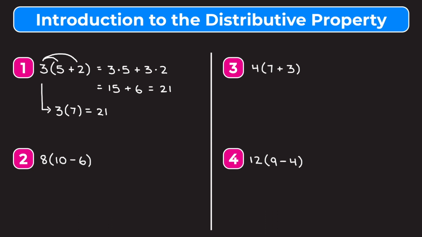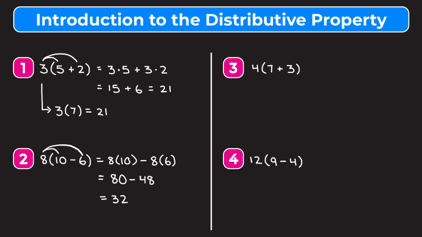So let's jump into example 2, which is 8 times the quantity of 10 minus 6. Again, we want to distribute the 8 into the parentheses. So we're going to do 8 times 10. And this time we have 10 minus 6, so we're going to subtract 8 times 6. So we have 8 times 10 minus 8 times 6. 8 times 10 is 80, minus 8 times 6 is 48. And if we subtract 80 minus 48, we get 32.